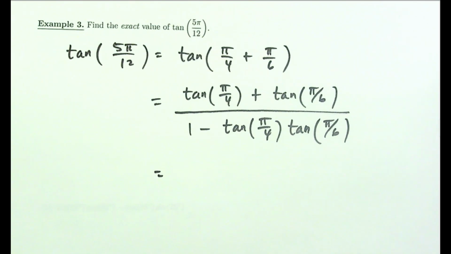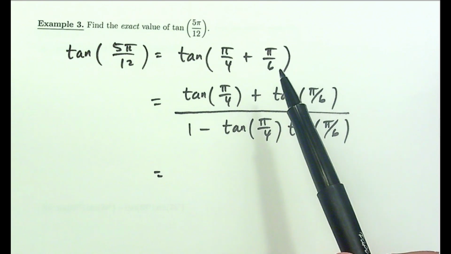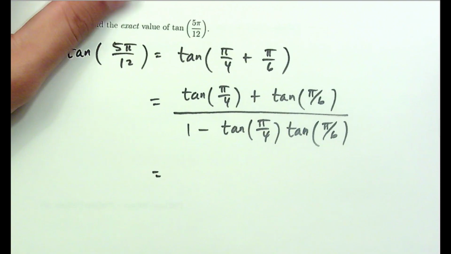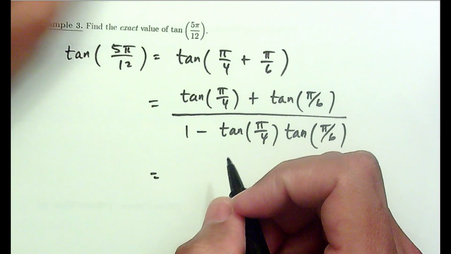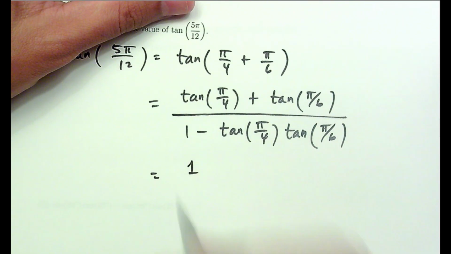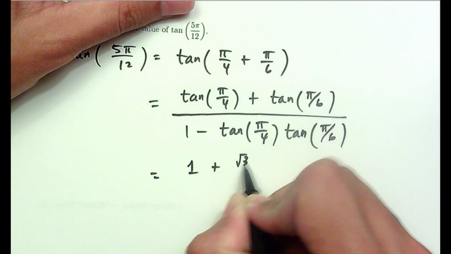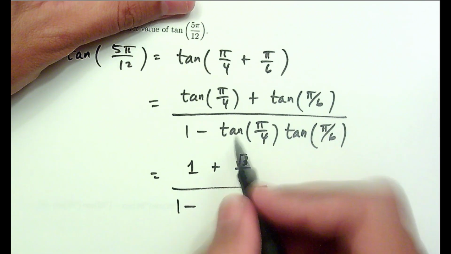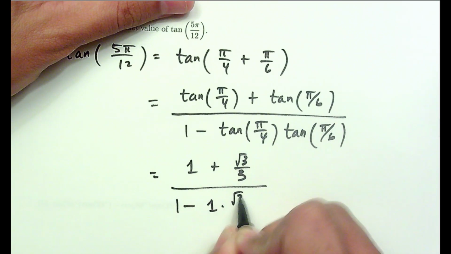And now, these are special angles. You can just write down now what they are. You're supposed to know these ones by heart, or from a table of values that you can just write down real quick to figure it out. The tangent of pi over 4 is just 1. Tangent of pi over 6 is just square root of 3 over 3. And then tangent of pi over 4 is 1, and tangent of pi over 6 is square root of 3 over 3.